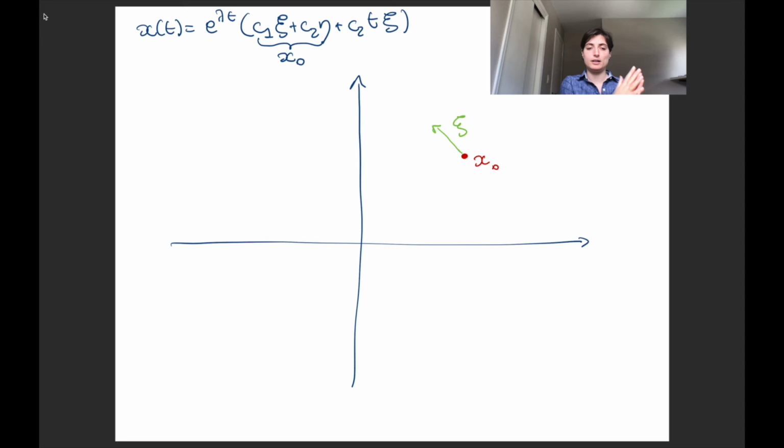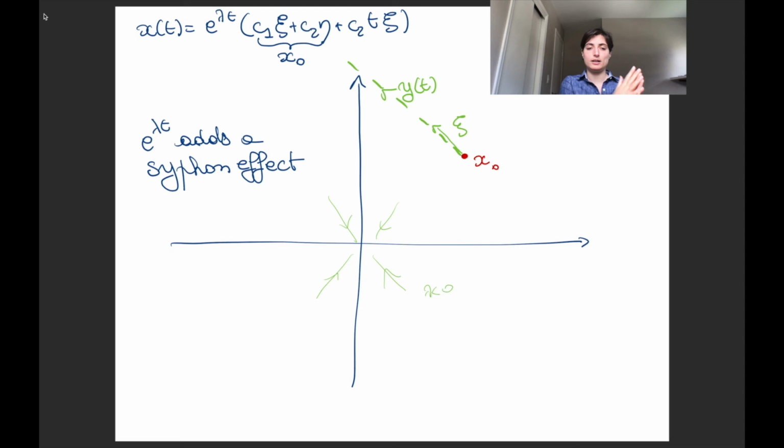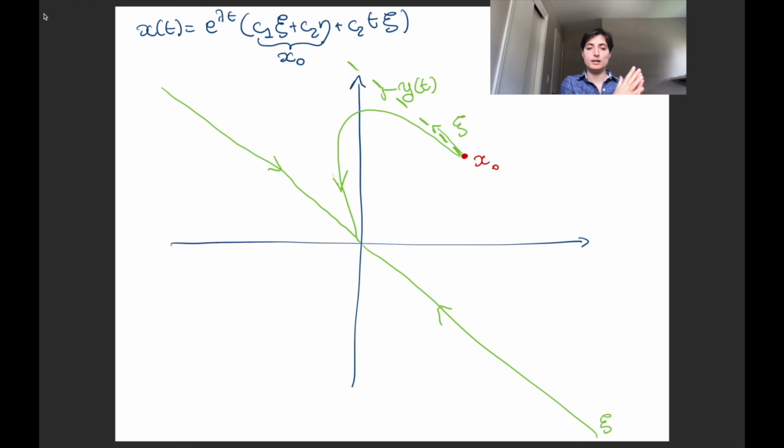So if we have x0, we start at C1 xi plus C2 eta, and the only thing that moves is the C2 t xi. So if we only concentrate on this term, we're moving along xi applied to x0. We're moving in this direction for increasing t. But it is multiplied by the exponential of lambda t, so that will give us a push either towards 0 or away from 0. E lambda t has a sort of siphon effect if lambda is negative, or a push away effect if lambda is positive. Let's concentrate on the case lambda negative, and remember that lambda positive is just a flip in time. So we're siphoning everything towards 0, but at the beginning we go along xi.